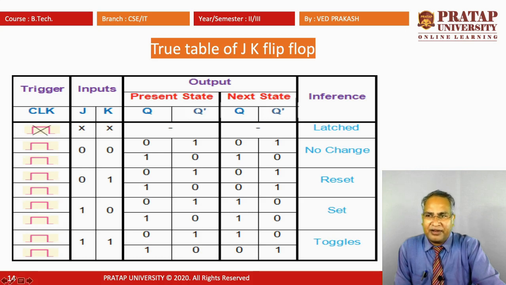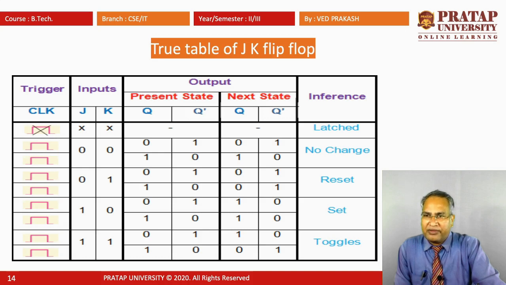When we get the trigger value high, it means clock signal 1. In the case of J0 and K1, then we get the present state 0, 1, and the next state is the same as the present state. And similarly again we give J value 0, K value 0, and the input signal is high. In this case we get present state 1, 0, and next state again 1, 0. So in the case of 0, 0, both J and K are 0, there is no change in the states.